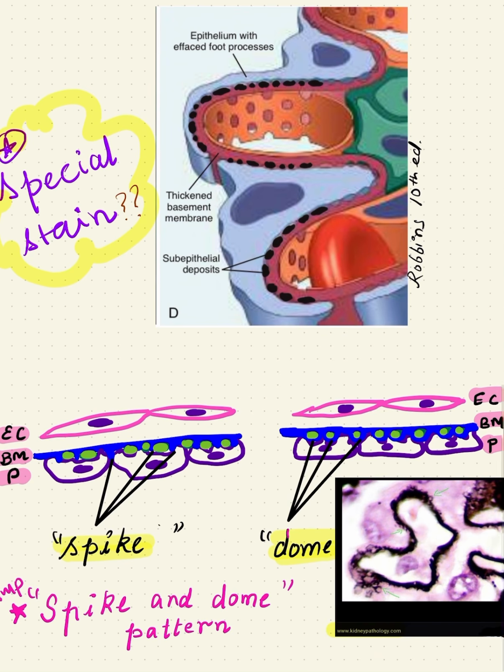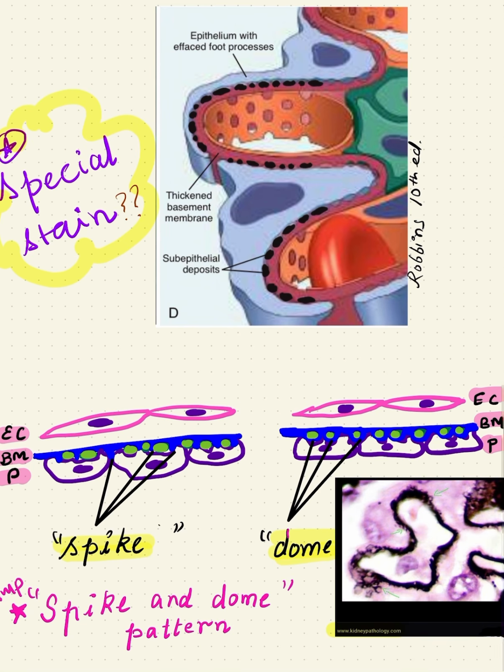With time this basement membrane starts to grow in between these immune complexes, and they appear as irregular spikes. Because this basement membrane material is now laid down in the form of spikes in between these immune complexes, this is known as the spike appearance. When the disease further progresses, the basement membrane will grow around these immune complexes in a dome shaped manner, and these immune complexes will get buried in the basement membrane. This pattern is known as the dome pattern.